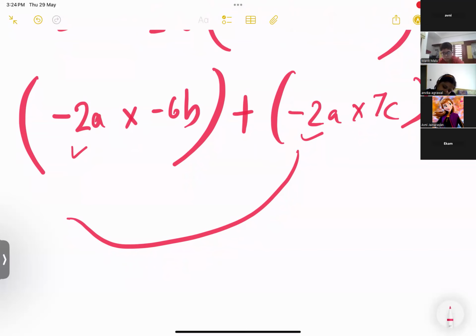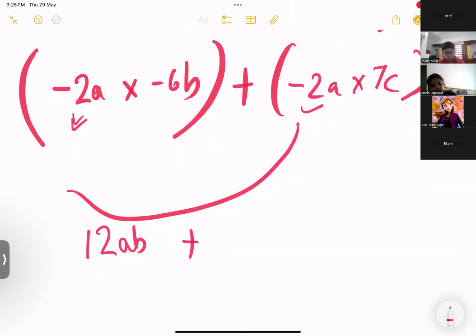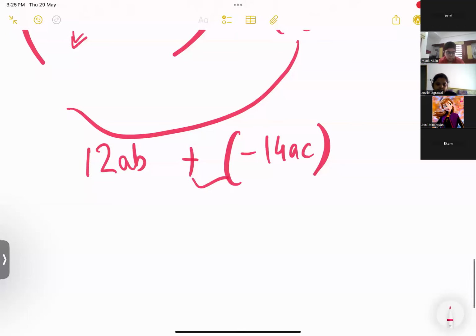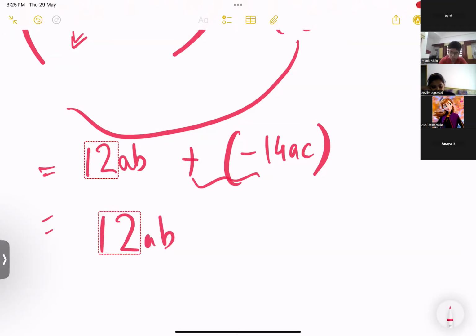Multiplication is possible in different variables. That is what I have taught. Just multiply 2 times 6, 12ab plus minus 2a times 7c, minus 14ac. There are no degrees. Now you open the bracket. What is the answer? Give me the final answer. 12ab minus 14ac. Perfect.